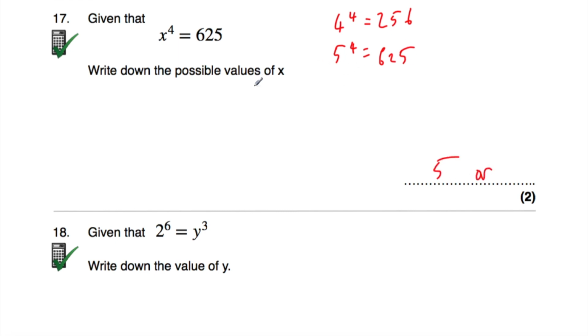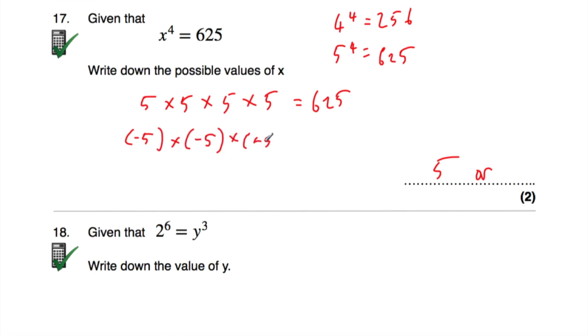Now, in terms of another possible answer, because it's to the power 4, one answer is 5 times 5 times 5 times 5. That would be 625. Another possible answer would be negative 5, because we've got negative 5 times negative 5 times negative 5 times negative 5. A negative times a negative is a positive, times a negative is a negative, and then times a negative again would be a positive, so that would also be 625. So there's 2 possible values here for x, either 5 or negative 5.